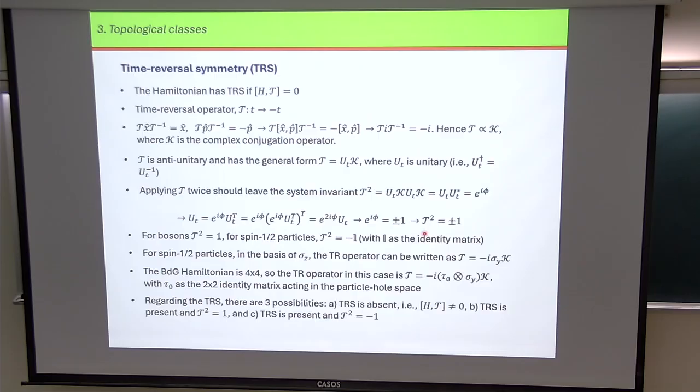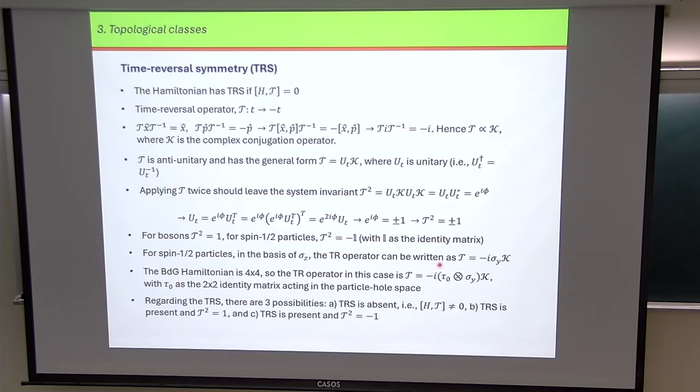For the case of spin 1/2 particles, you will have this form for T. For bosons, it's typically just K, just the complex conjugation. And if you have more dimensions, like in the Bogoliubov-de Gennes equation, in which the system is doubled because you have particle-like and hole-like sectors, then you also have to apply this in each sector, so you have to take the tensor product with the 2x2 unit matrix, this tau_0.